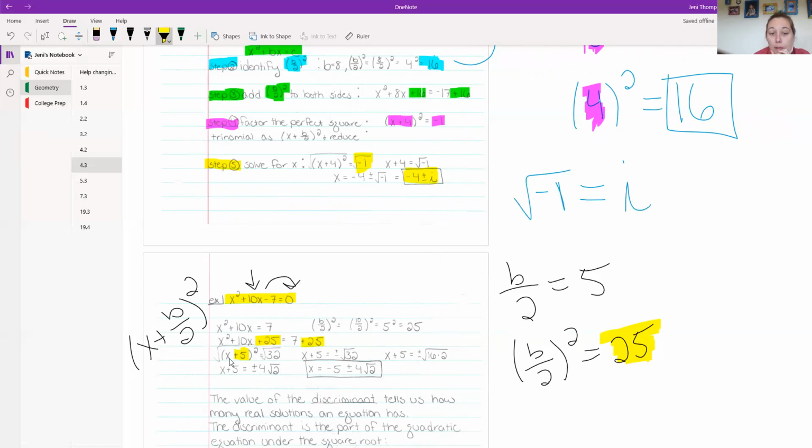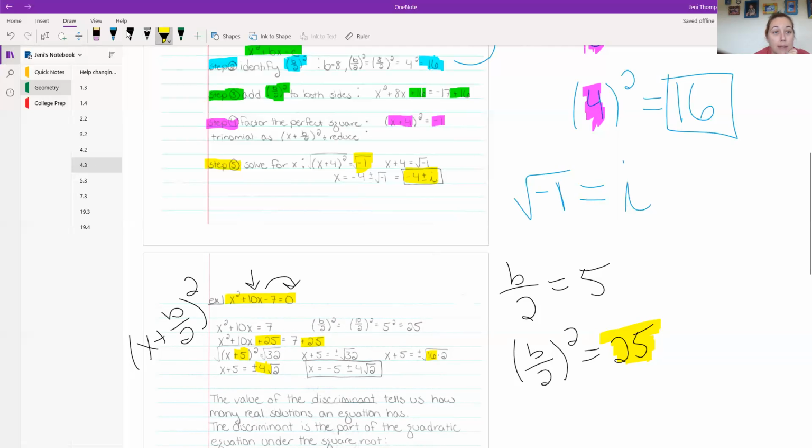Okay, so now we're solving for x, right? We've got to get rid of this squared, so we take the square root of both sides, and when we do this side, 7 plus 25 is the square root of 32. So we've got x plus 5 equals plus or minus the square root of 32. We can break 32 down into 16 times 2. We did that because 16 is a perfect square. We can pull that out. The square root of 16 is 4. So the 4 comes out. The 2 stays underneath because the square root of 2 is not a perfect square. So we've got plus or minus 4 times the square root of 2.